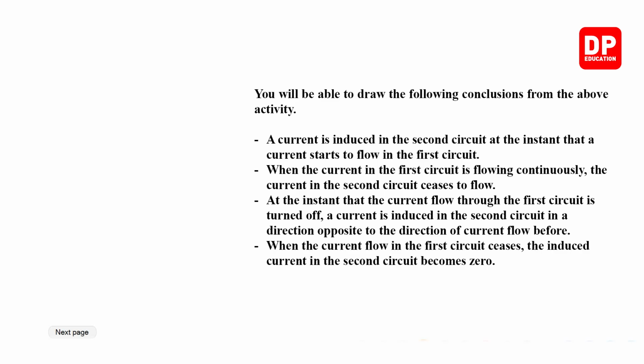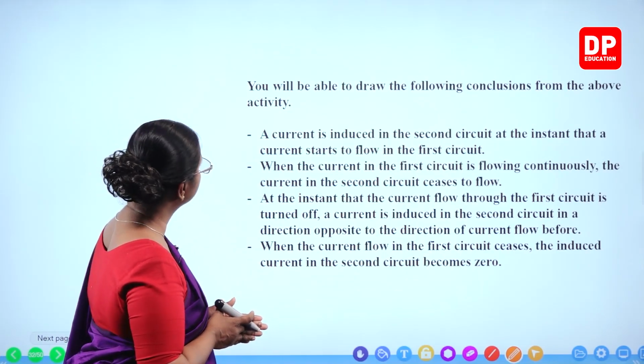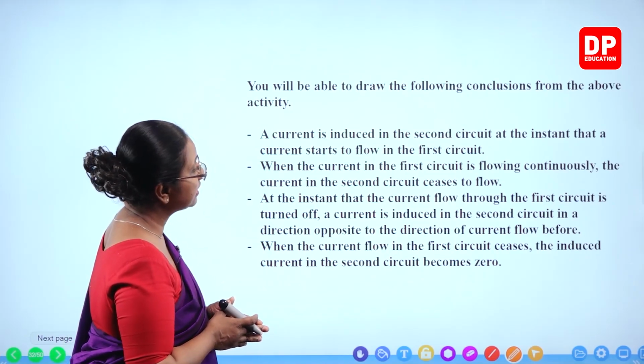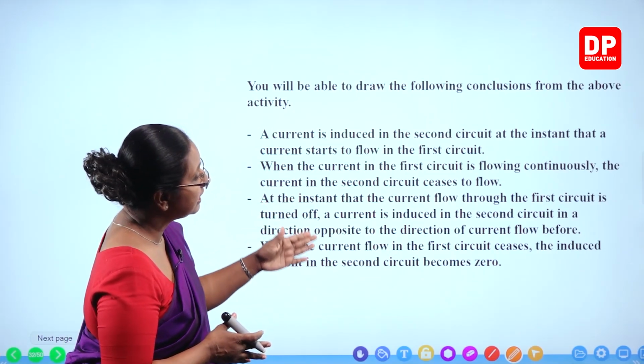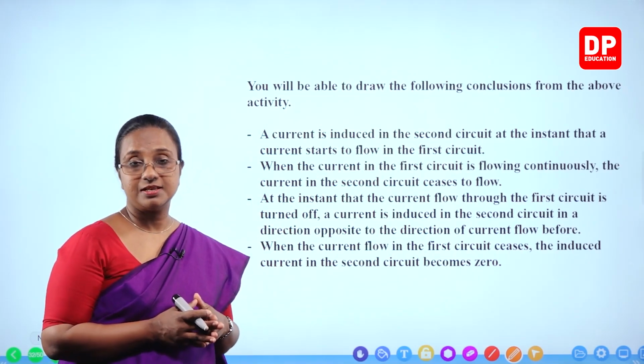So here, these are the conclusions that we already discussed. You will be able to draw the following conclusions from the above activity. A current is induced in the second circuit at the instant that a current starts to flow in the first circuit.